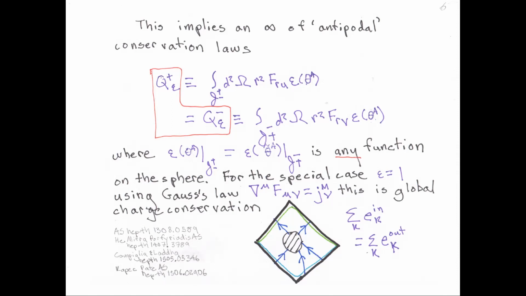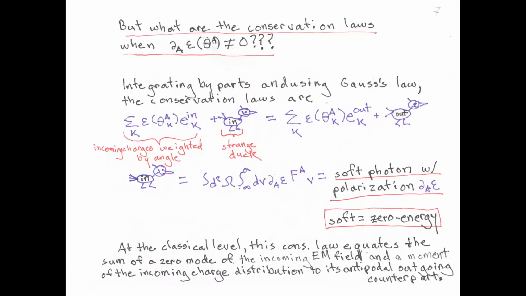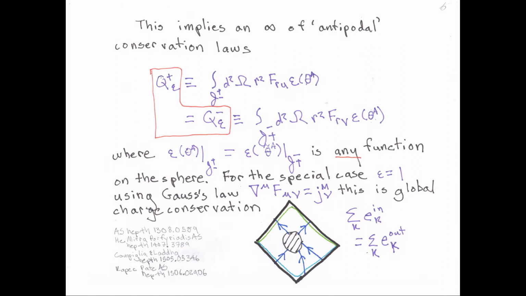Now, if we take that function to be a constant, then this is just the total incoming electric charge is equal to the total outgoing electric charge. But suppose we don't take it to be a constant. What I've indicated here is we take this electric field and view it as the boundary of a surface, and then we use Gauss's law to integrate by parts, and that gives us an expression for the incoming charges for this one, and for this one we need to go this way. Sorry, the first was the outgoing, the second would be the incoming.